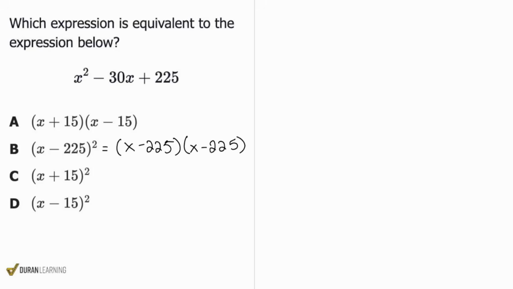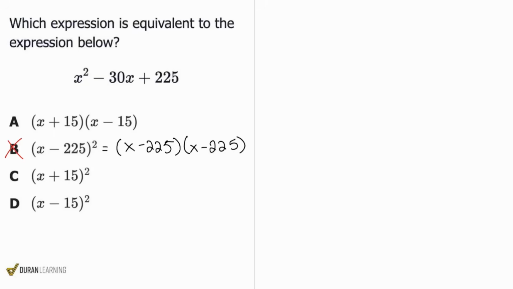225. Now, everybody, if I expand this, is 225 times 225 going to be 225? That's the general question I'm going to ask there. No, it's not. So I can immediately say that B is not going to be the answer.